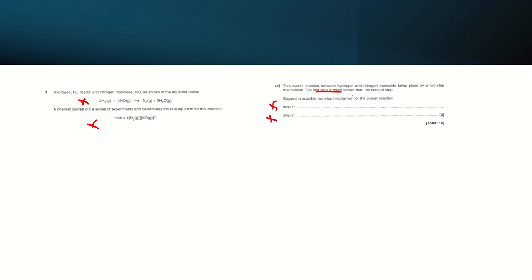It says the first step is the slow step. So let's go step 1 here, slow step. That has to have 1 hydrogen in it, and it has to have 2 nitrogen monoxides in it, because nitrogen monoxide is second order. Up here I've got to make nitrogen gas. Well, I can make it here. I have my N2, so let's just make it. And I've got to make some water over here as well.